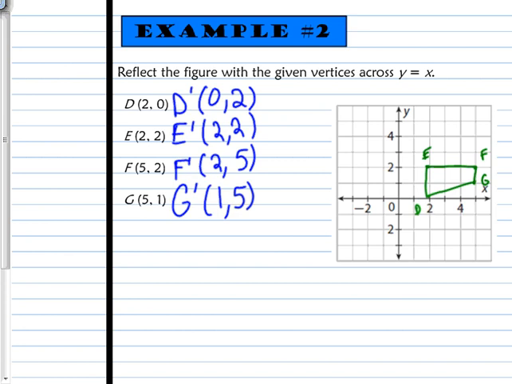If you look at the screen, you can see that I have D, E, F, G graphed. Those are the original coordinates, and now you need to graph the reflection. We've already found the new coordinates by simply switching them around. Y equals x, so therefore x equaled y. Graph the new image, please. Okay, and there is the image of that object reflected across y equals x.